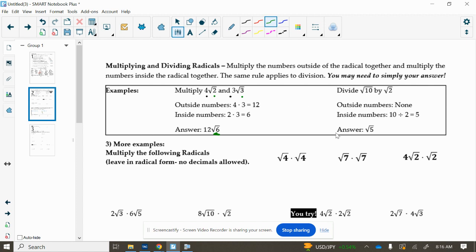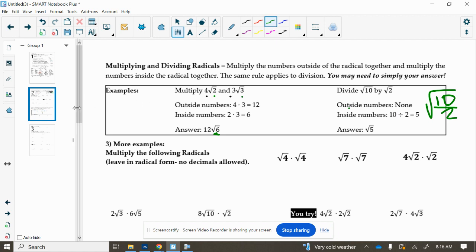Dividing, okay, again, kind of works. You would divide the outside numbers by the outside numbers. In this example, there are none, so we wouldn't worry about that. And then the inside numbers, square root of 10 divided by square root of 2, you could think about rewriting it as just 1, and we would get square root of 5.